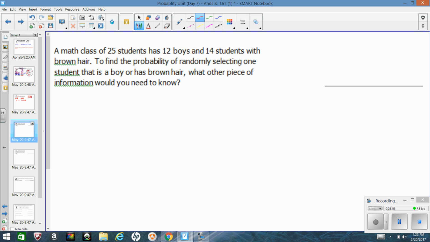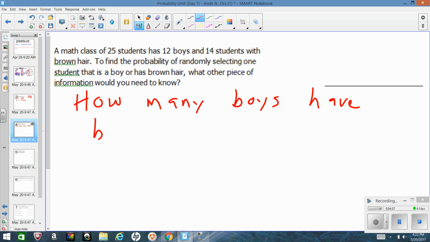Next, it says a math class of 25 students has 12 boys and 14 students with brown hair. Find the probability of selecting one student that is a boy or has brown hair. What other piece of information would you need to know? Well, we would need to know how many boys have brown hair, so that we can subtract anything that overlaps.